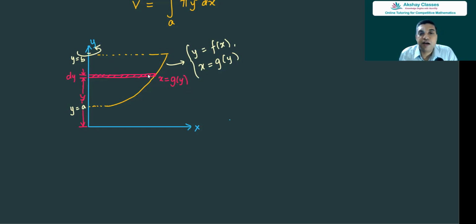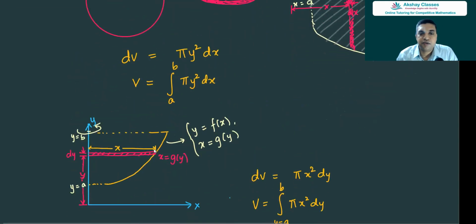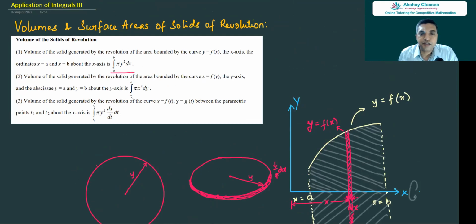Now we revolve this thin strip about the y-axis and then we get a disk again. Now this time, this length is x. So the radius here will be x. So in this case, dv will be pi x square dy. So volume will be integral pi x square dy from y is equal to a to y equal to b. So that will be the volume of the solid of revolution. So when it is revolved about the y-axis, we have to integrate with respect to y. When it is revolved about the x-axis, we have to integrate with respect to x. And now suppose sometimes the curve is given in terms of a parameter.